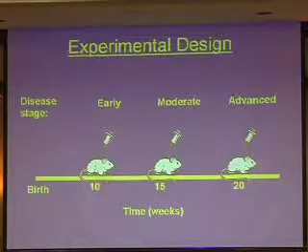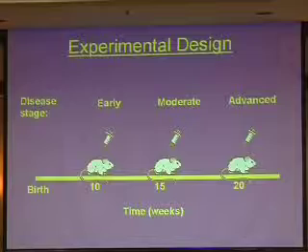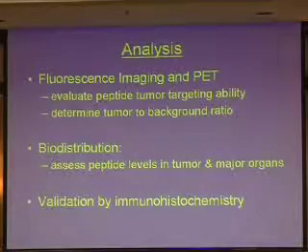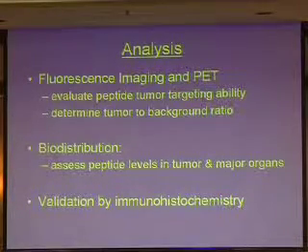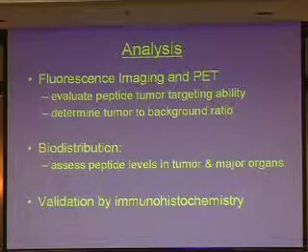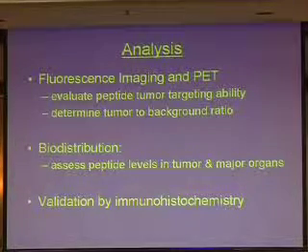So the experimental design is to look at early, moderate, and advanced stages of disease to be able to see if the peptide can accurately detect the presence of cancer. And so the analysis that will be done will be the fluorescence imaging and PET, as I mentioned previously, and that will allow us to look at the peptide's ability to target the tumor and also to look at tumor to background ratio. And additionally, we'll look at biodistribution to assess peptide levels in major organs and to detect if there's any toxicity that's occurring.